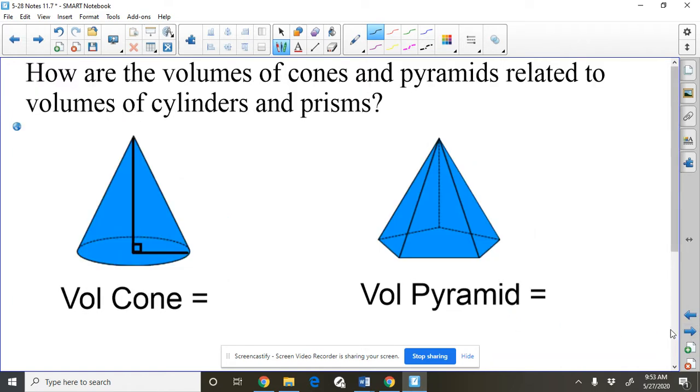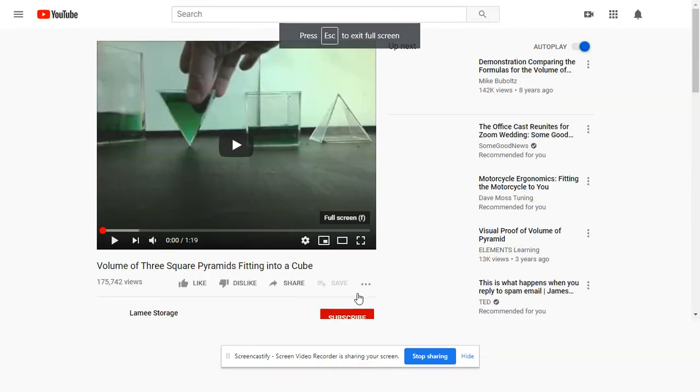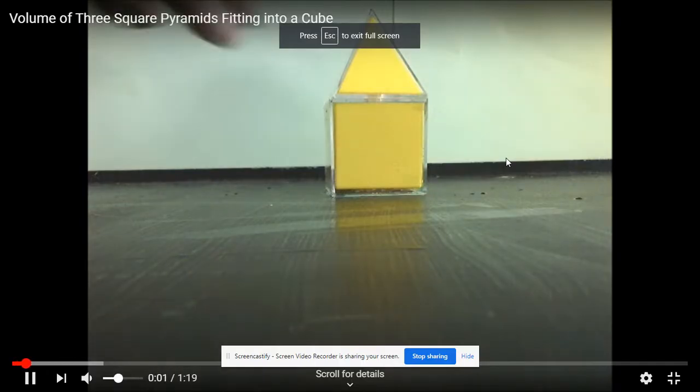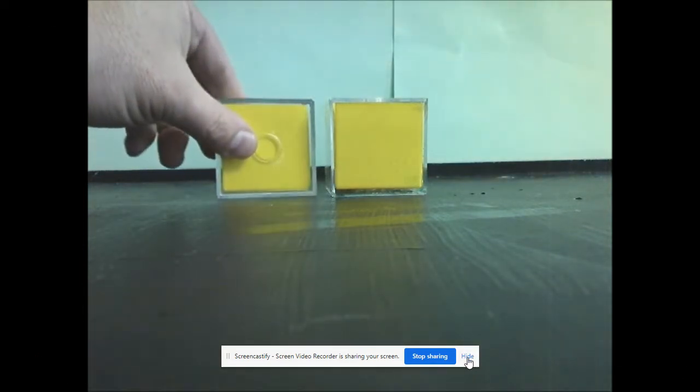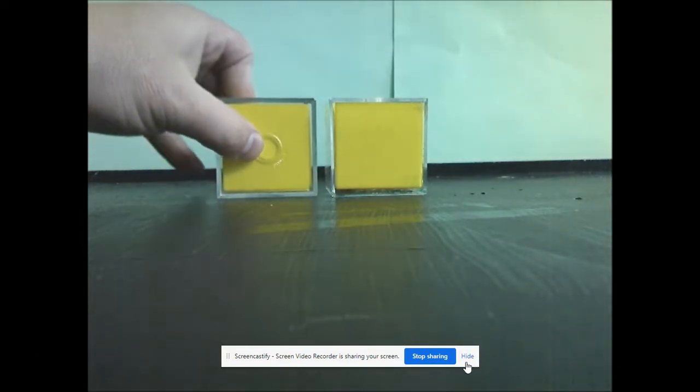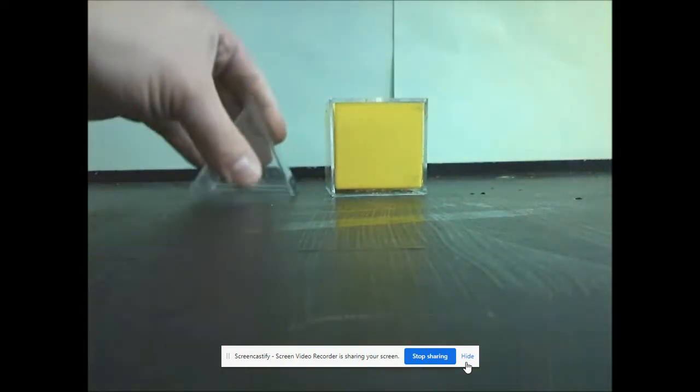This prism has a volume of base area times height. So the question is, how are the volumes of cones and pyramids related to the volumes of cylinders and prisms? And this video will give us a short and quick look at that. Normally we would do this in the classroom. So these pyramids and prisms have the same base area, and they have the same height.